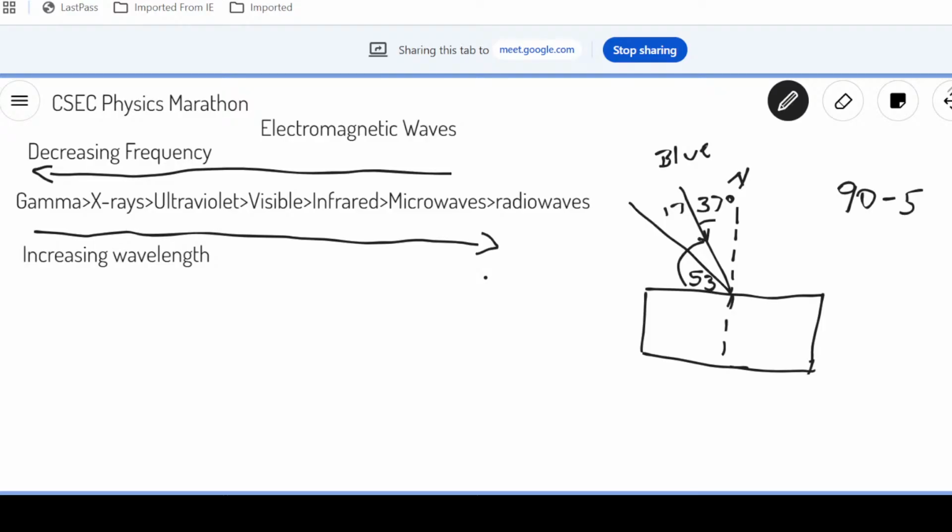So 37 plus 17 is 54. All right, so the incident angle for blue light is 37 degrees, and for red light is 54 degrees.